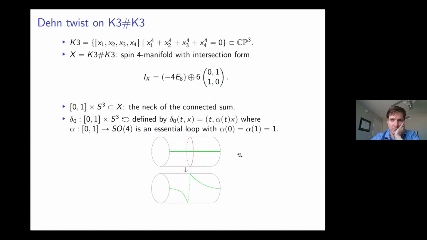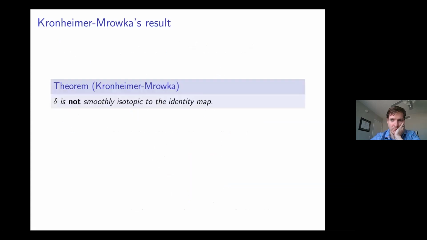A two-dimensional picture is like this. This is a two-dimensional Dehn twist. It's a self-diffeomorphism from this neck to itself that equals the identity near the boundaries. And we can extend this self-diffeomorphism by the identity and get a Dehn twist on this connected sum K3 connected sum K3 to itself. This is the Dehn twist studied by Peter and Tom in their recent paper.